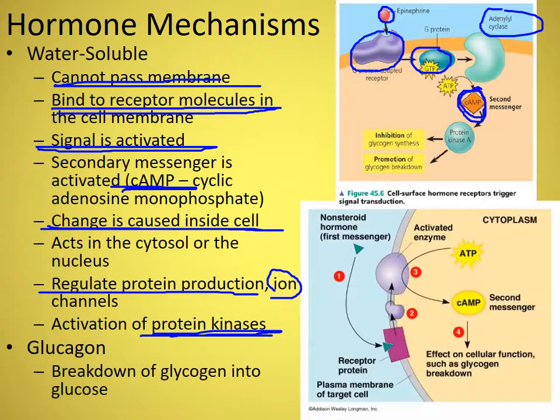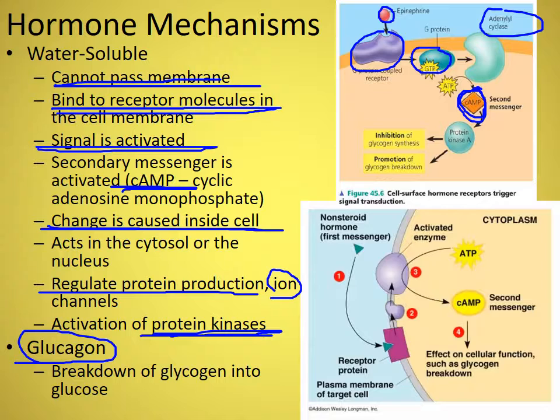There's a lot of different things that protein hormones can do, but what I want you to know is the actual mechanism of how a protein hormone can signal a cell. The example hormone I gave you here is glucagon. Glucagon is a protein hormone, and it helps to break down glycogen inside the cell so the cell can release that glucose into the bloodstream.